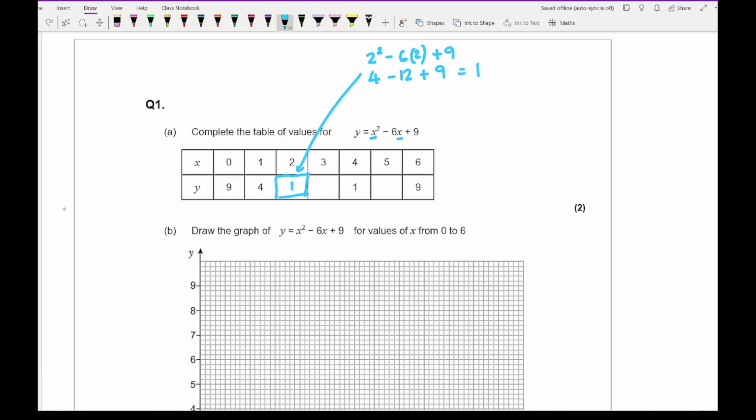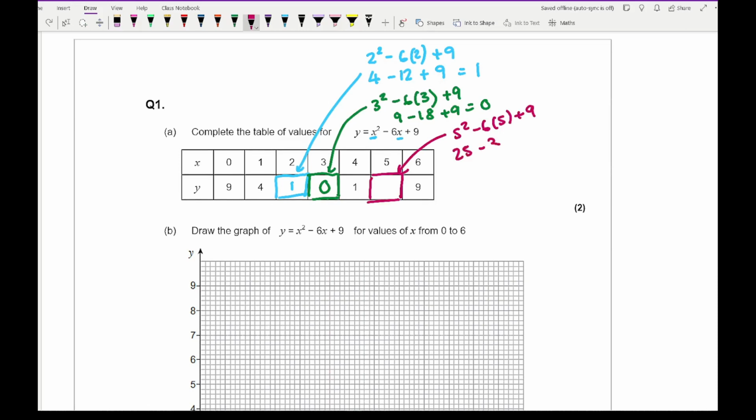Then if I substitute x equals 3, I get 3 squared minus 6 times 3 plus 9, which gives me 9 minus 18 plus 9, which equals 0. And then for my last value, I substitute x equals 5, so I've got 5 squared minus 6 times 5 plus 9, so I've got 25 minus 30, which is minus 5, plus 9, which is positive 4.